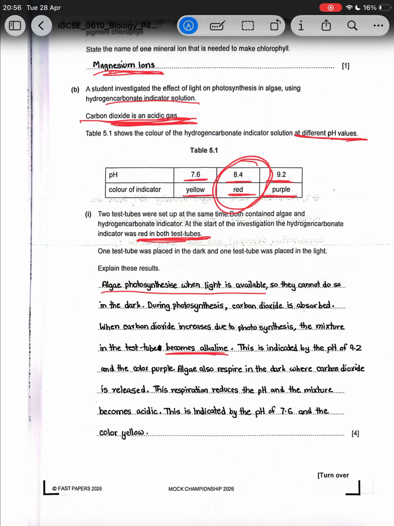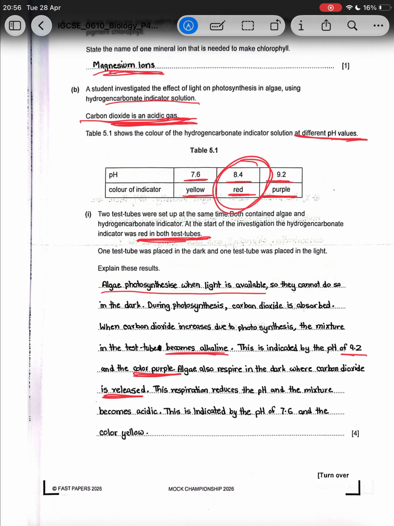Carbon dioxide is an acidic gas, right? So it's taken in and it increases the pH. So this is indicated by the pH of 9.2 and the color purple. So when carbon dioxide is used up, it becomes more alkaline than acidic and the color is purple, and the pH is 9.2.